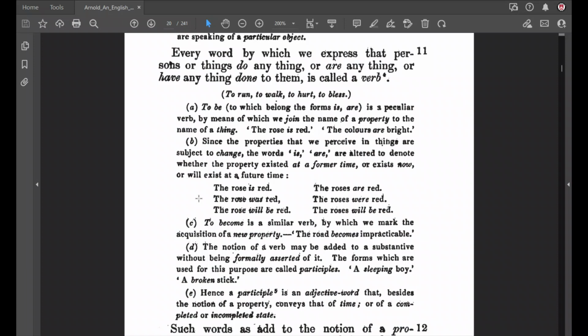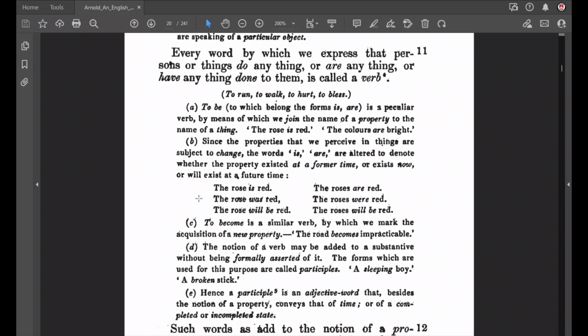So we can say the rose is red, but if we have a number of roses, we have to change the form to express a plural number. We say roses are red, or the roses are red.